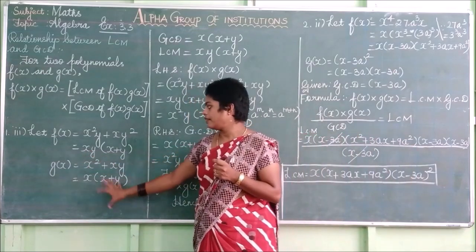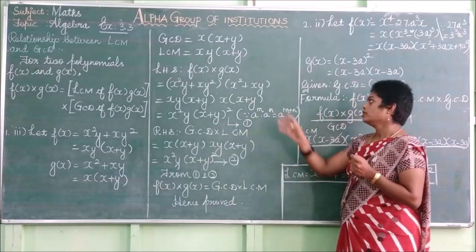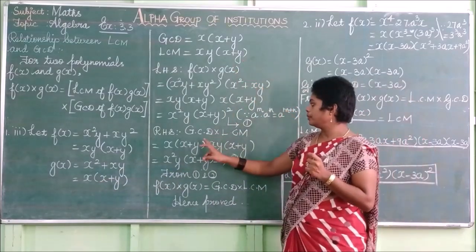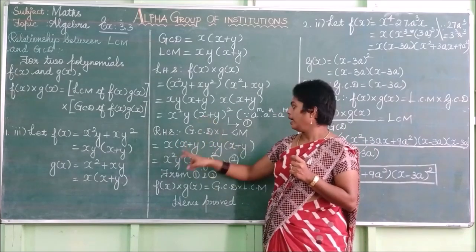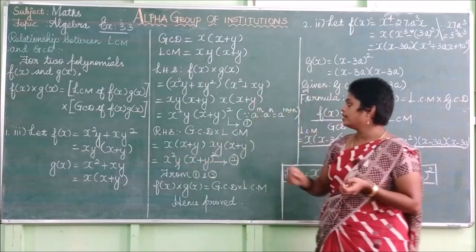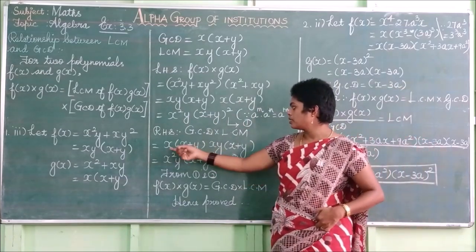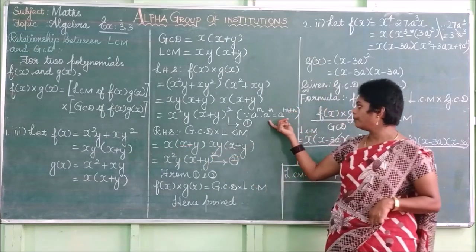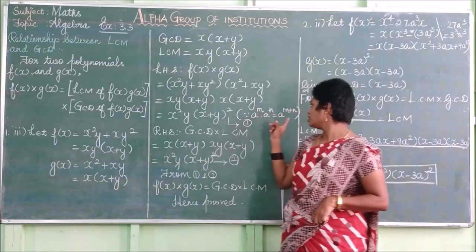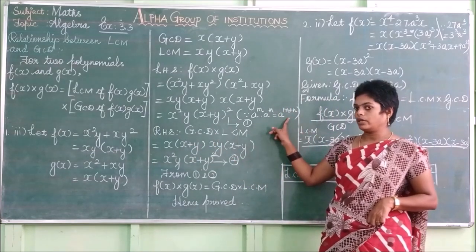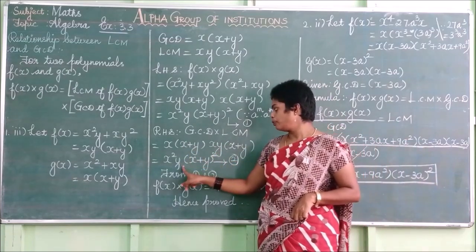So what are the terms available for f of x and g of x? x, y, x plus y. From this we have to multiply GCD into LCM, our right hand side. So what is our GCD? x into x plus y. Our LCM is xy into x plus y. Look at the common terms: x and x are common. Using this format we have to add the powers. So x power 1 times x power 1 is x power 1 plus 1, that is x power 2. Then y contains only 1 time, so you put that y.